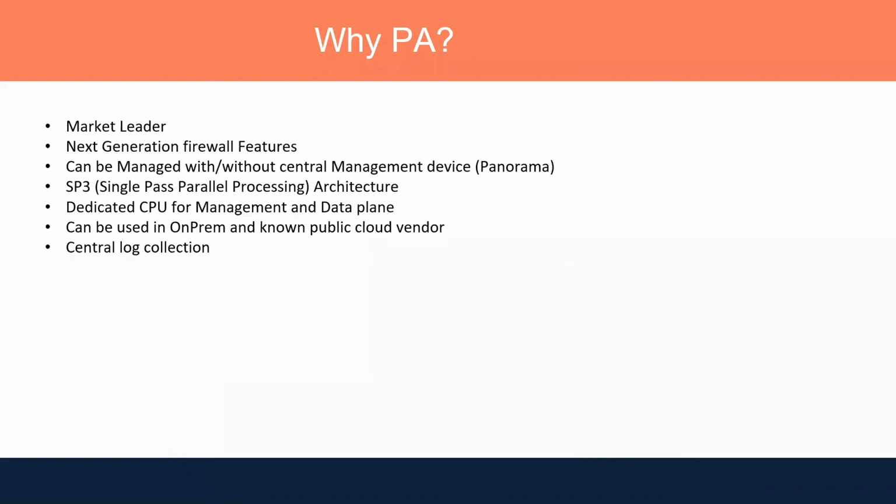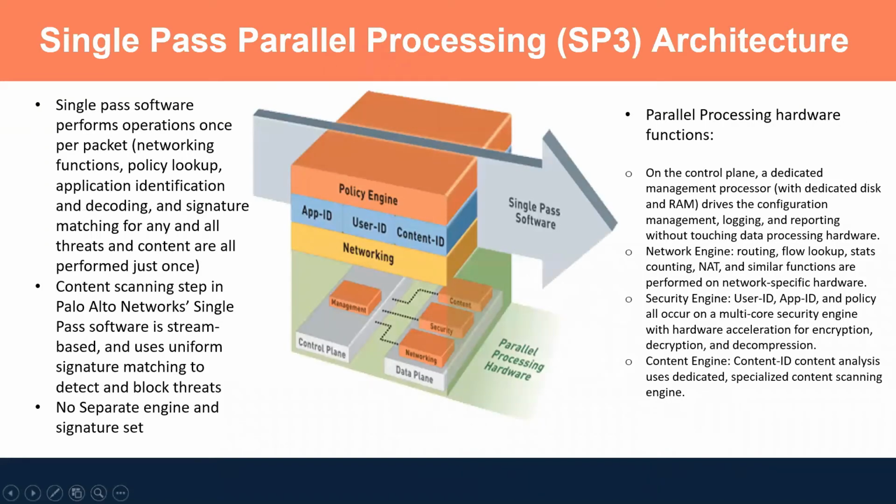Now, on the next slide we discuss the single pass parallel processing architecture. In other firewalls, you might have seen the packet coming to the firewall is processed one by one by different engines. Here, a packet hitting the firewall is going to be processed in parallel, and the traffic is processed in a single pass.